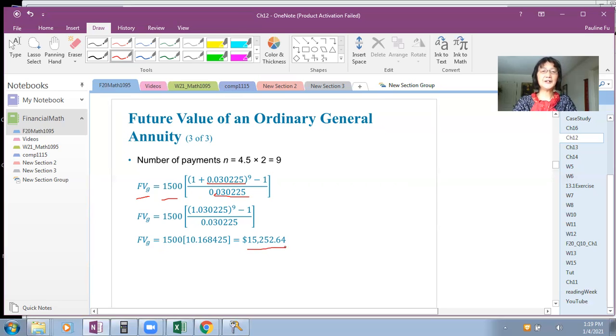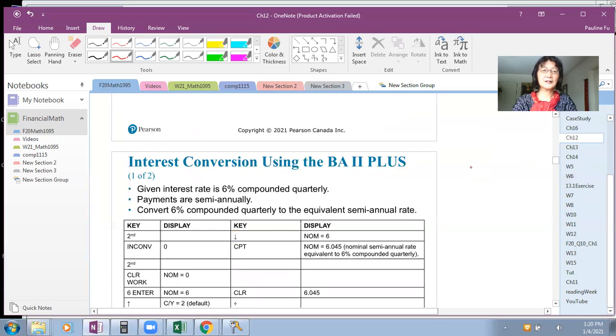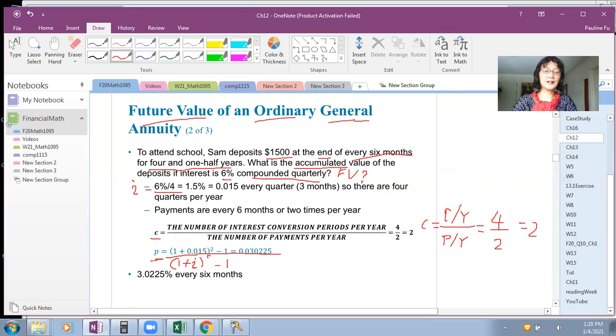So this is the formula method. The formula itself is identical to the ordinary simple annuity, except instead of using I, we use P. And how do you calculate P again? Here, this is the calculation for P. So we did the formula method to calculate the future value for an ordinary general annuity.